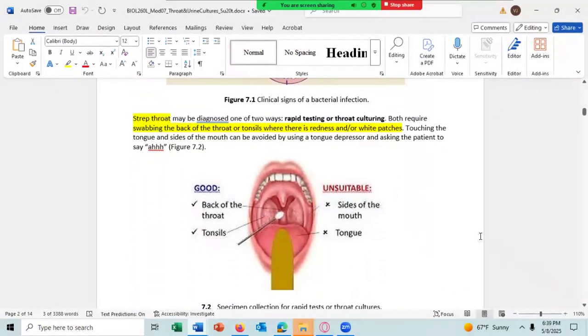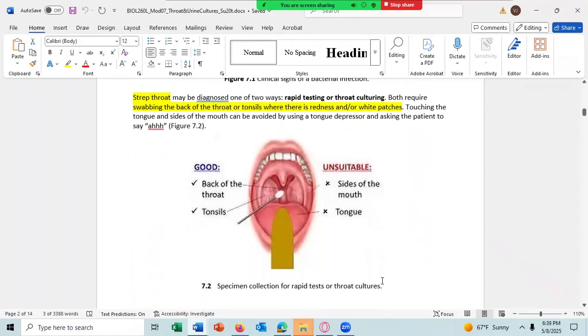Strep throat is caused by Streptococcus pyogenes, and you swab the back of the throat or the tonsils where there's redness and or white patches, avoiding touching the tongue, the sides of the mouth, and the roof of the mouth. A tongue depressor will help with that.